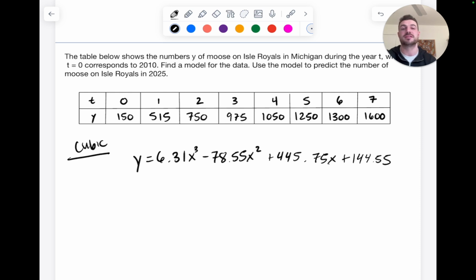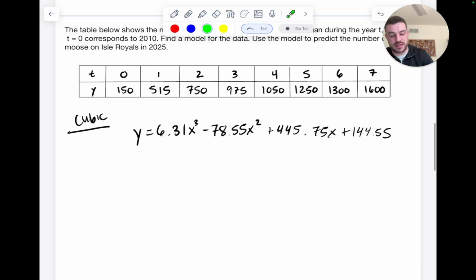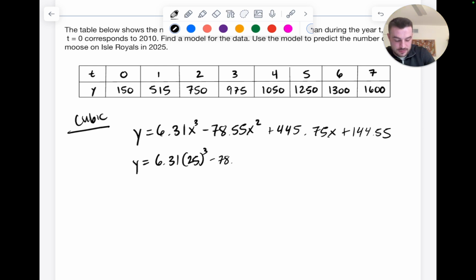The second part of this says, use the model to predict the number of moose on the island in 2025. Well, 2025 is how many years from 2010? Well, the answer is 25. So what I want to do is use this equation I just created and predict what happens when my input, which I changed to an x, is going to be 25. So I'm going to use this equation, and in place of all of my x values, I'm going to plug in 25 instead.